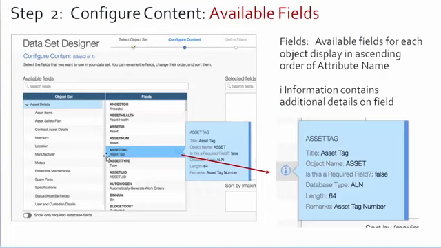Within each one of the object sets, or within each one of the objects, I should say, there's a variety of fields that are available to the user. And the fields for each one of the objects will display in ascending order of attribute name. Just makes it easier for the user to find the individual field he wants to add to his data set.